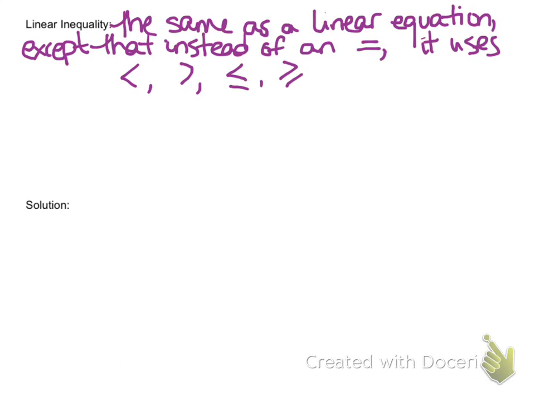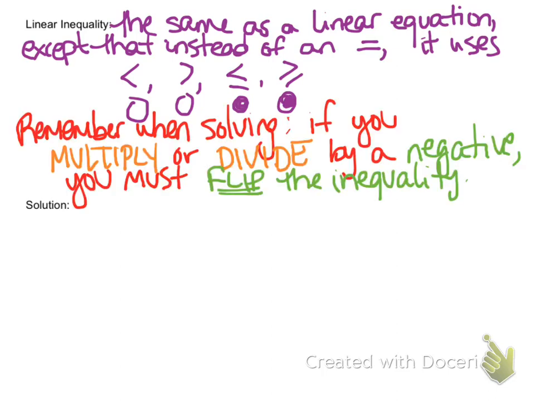And remember that when you're graphing these symbols, a less than or a greater than is going to be an open circle, and if it's equal to, it's going to be a closed circle when we're graphing these on the number line. Also remember when solving an inequality, when you multiply or divide by a negative number, you must flip the inequality. So don't forget to do that when we're solving them.